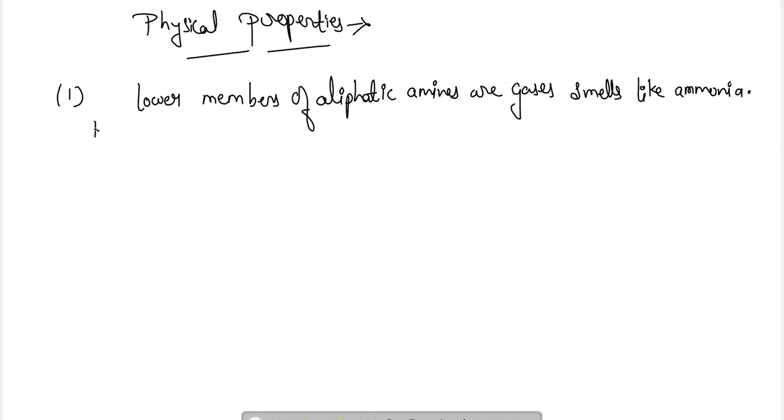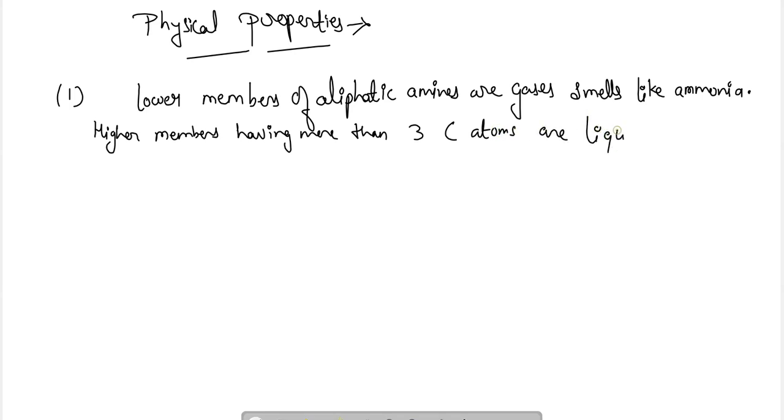Higher members having more than 3 carbon atoms are liquid with a fishy smell. And the further higher ones are solids.